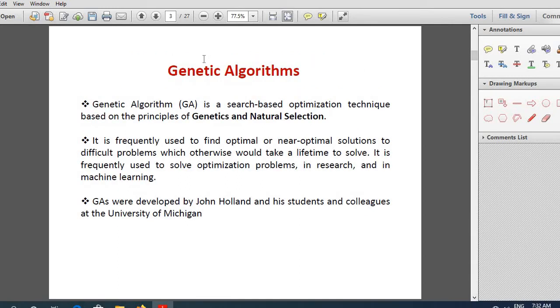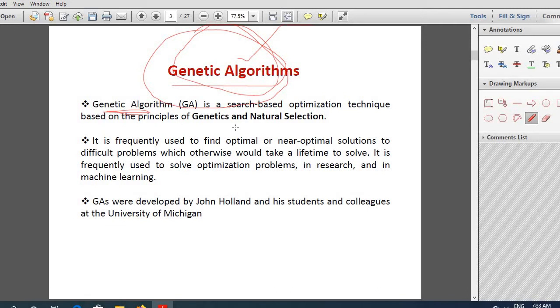Now, why did I tell you about optimization? Because we are going to handle genetic algorithms, and genetic algorithms are actually a search-based optimization technique. That is, of all the possible solutions, a genetic algorithm will help you to find the best one, the best output or best product or something like that.